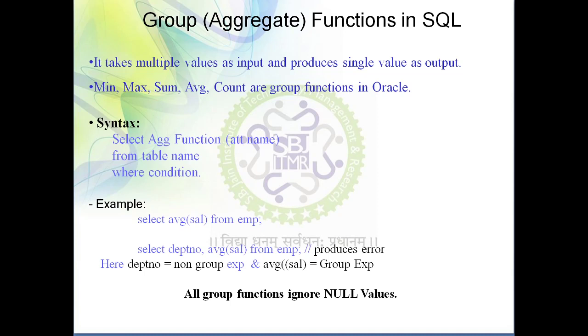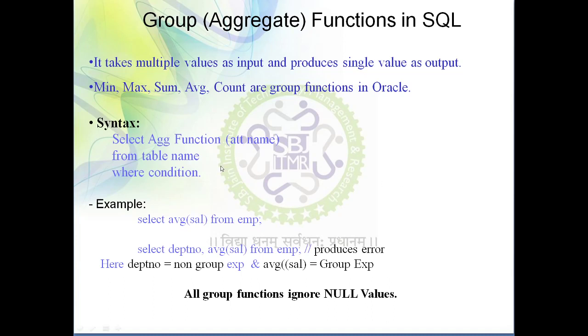Then the next one is the count aggregate function. It is basically used to find the number of occurrences. Suppose I want to know how many employees are present in that employee table. In that case I am going to use the count aggregate function. So these are the aggregate functions which are given in Oracle.